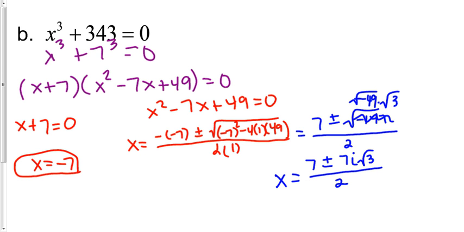So it's a degree 3 polynomial. We've got one real solution here, one real root, and then we've got 2 that are imaginary. Remember, you get 2 solutions here by splitting up your plus or minus sign. So 7 plus 7i square root 3 over 2, and then 7 minus 7i square root 3 over 2. This right here represents the other 2 solutions.